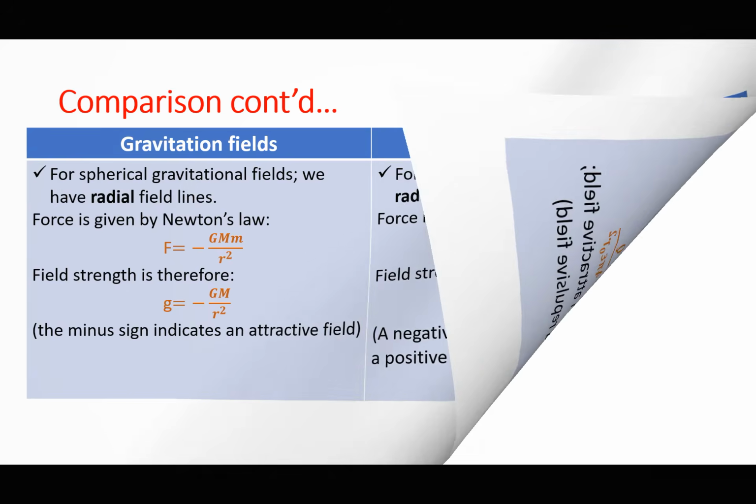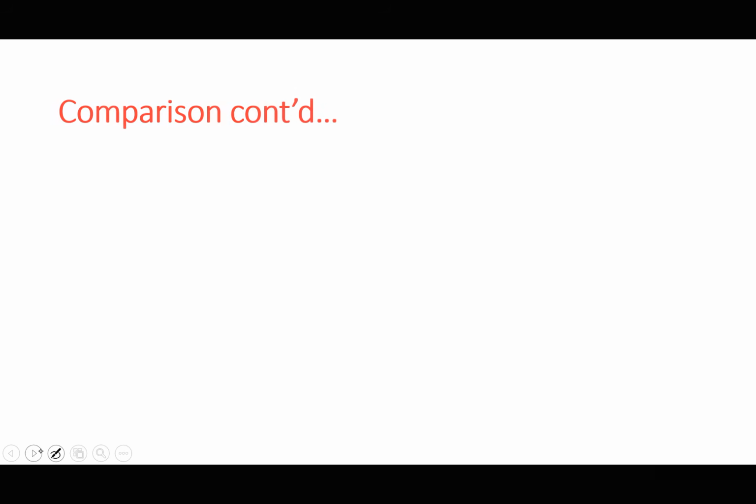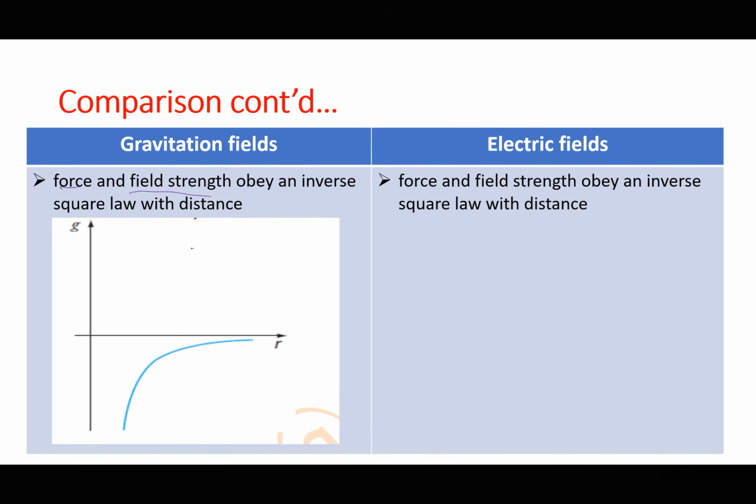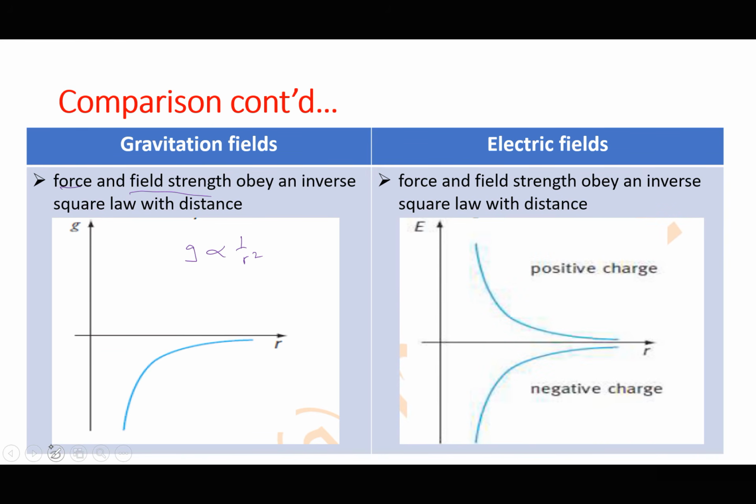So that was a further comparison. Maybe we can also compare in terms of graphs. We have seen that the force and the field strength obey an inverse square law, because the field strength G is inversely proportional to R squared. And also in electric fields, the field strength E was inversely proportional to R squared.